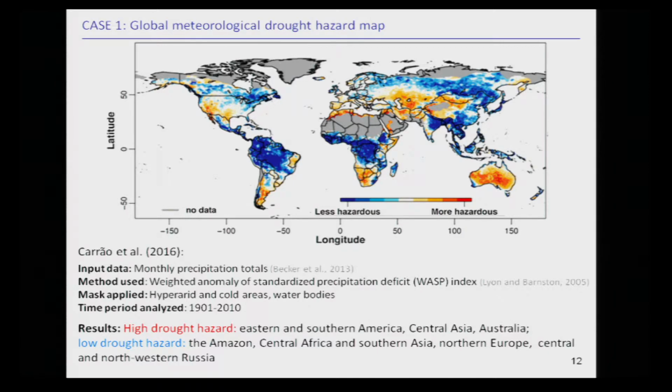Let's now talk a little bit more about the results. The map, which you can see, highlights less hazardous areas in terms of drought hazard in blue and shades of blue, while red and orange shades show more hazardous areas. High drought hazard areas were found in Eastern and Southern America, in Central Asia, in Australia, for example, while low drought hazard areas were located in the Amazon, Central Africa and Southern Asia, Northern Europe, as well as Central and Northwestern Russia.